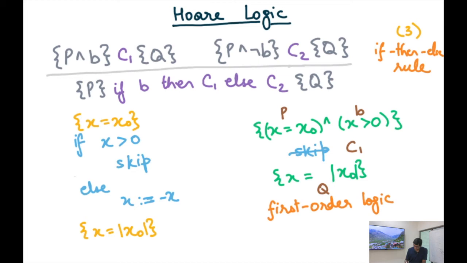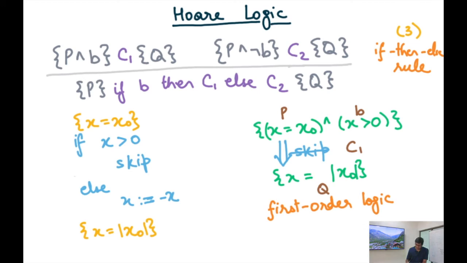I just need to show that this implies this, and that's actually true, because x equals x naught and x is greater than 0. That basically means both x and x naught are positive values. That also means that x equals modulus of x naught. So it's easy to see that if P and B hold, then Q holds, because the program is just a no-op, so I don't really need to construct a Hoare triple. I can just use first order logic to prove this obligation.